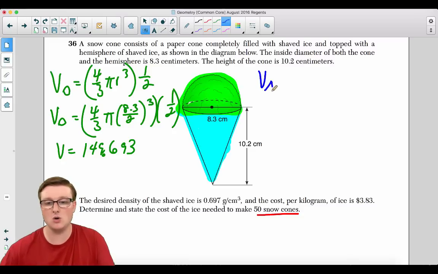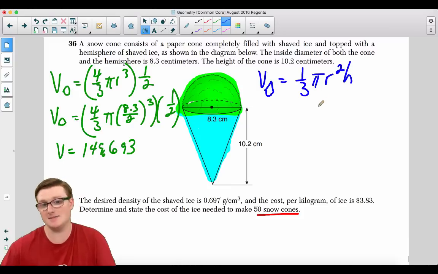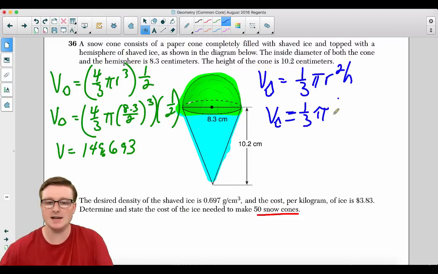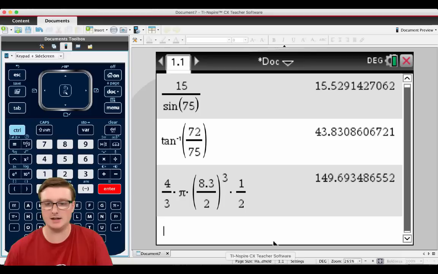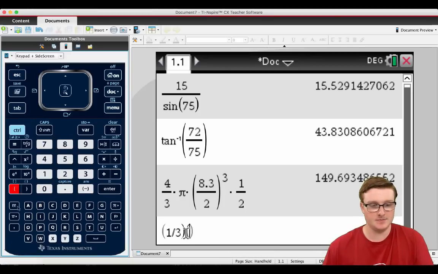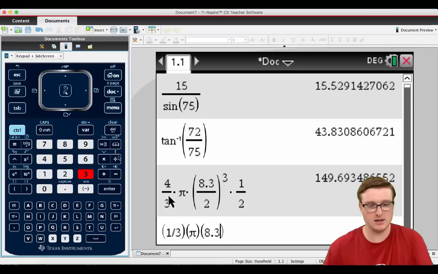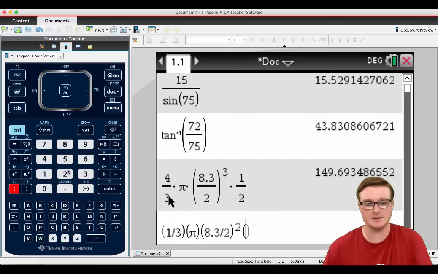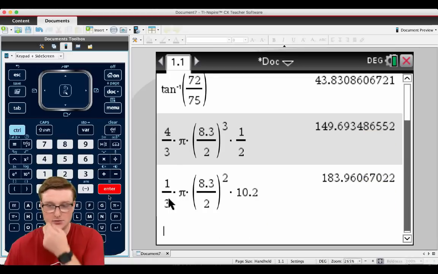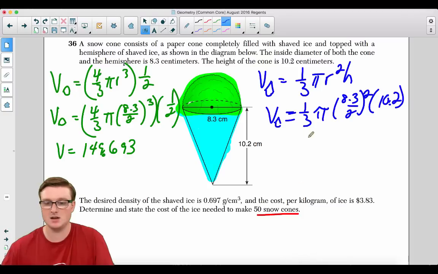Now I need the volume for the cone. So the volume of a cone is just 1/3 pi r squared times the height. So the volume of the cone is equal to 1/3 pi times the radius, which is again 8.3 divided by 2 squared times the height of 10.2. Again, go right to your calculator. 1/3 times pi times the radius, which is 8.3 over 2 quantity squared times the height of 10.2. And we get 183.961.